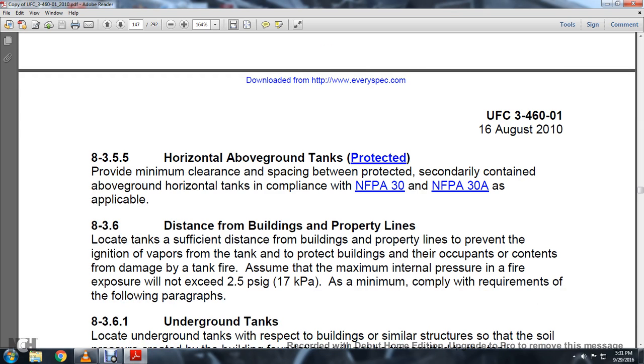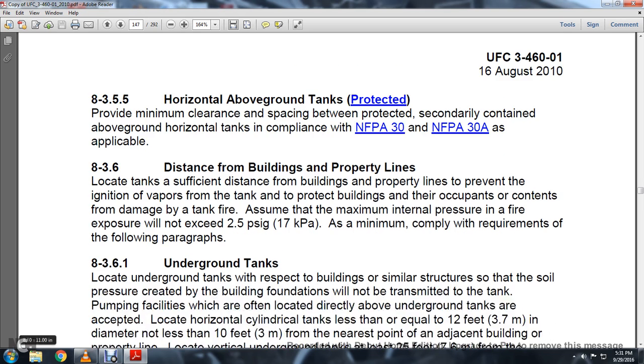8.3.6 The distance of the building and the property lines. Locate the tank a sufficient distance from the buildings and property lines to prevent the ignition of the vapors from the tank, to protect buildings and their occupants from damage by a tank fire. Assume the maximum internal pressure for a fire exposure will not exceed 2.5 psi. Comply with the requirements of the following paragraphs.